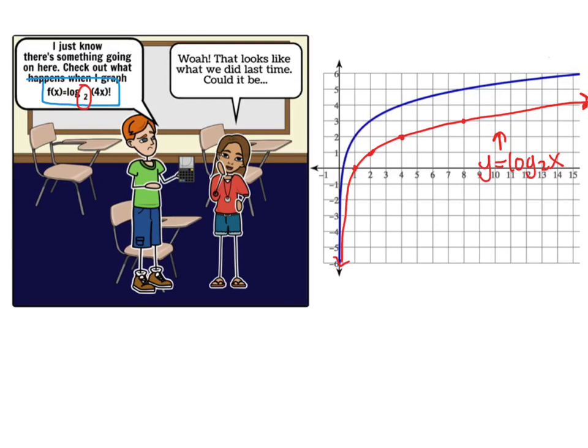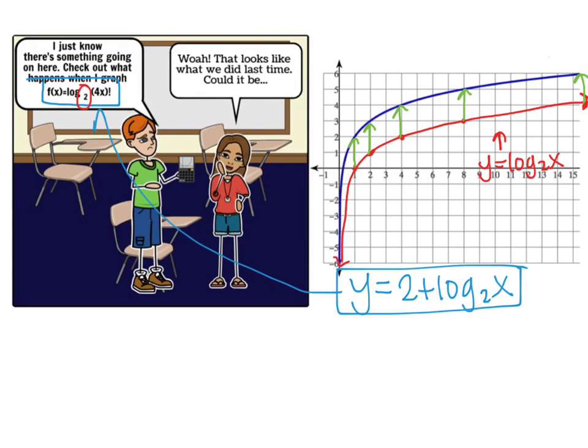To me, it looks like every single point on the log base 2 of x has been shifted up 2. So my equation for this graph, I could say, is y equals log base 2 of x plus 2, or 2 plus log base 2 of x. So this equation right here is the same as the equation that I have up here. Let's see if we can figure out why.